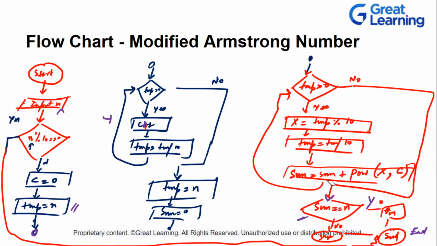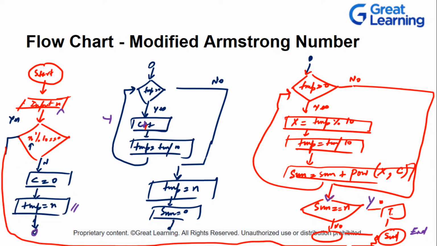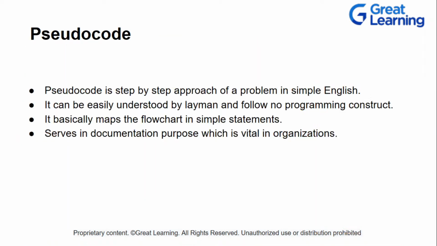Yes, this is end, perfect. So this is your true over here and this is your false. Let me just write it again. This is your true, this is your false. Okay, done. All right, so now let's move on to the next, which is pseudocode.